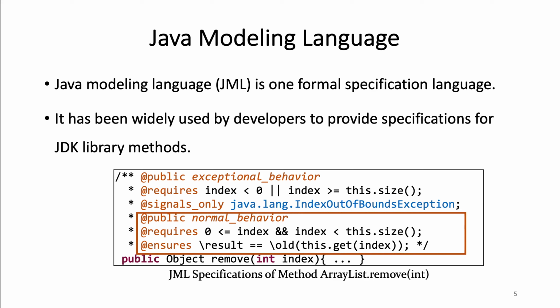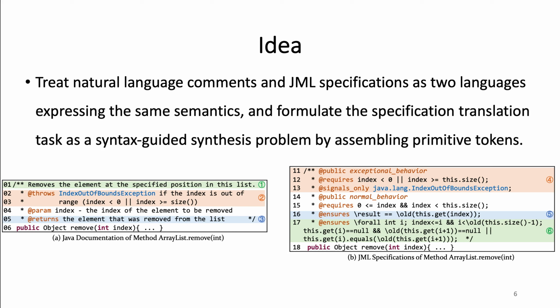Our basic idea is to treat natural language comments and JML specifications as two different languages expressing the same semantics, and formulate the specification translation task as a syntax-guided synthesis problem by assembling primitive tokens.